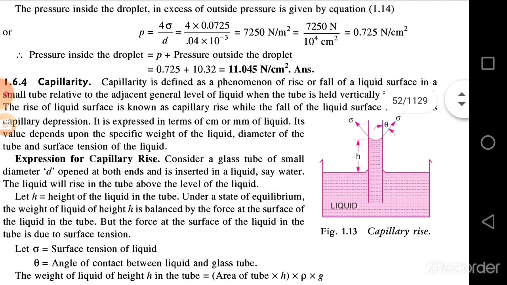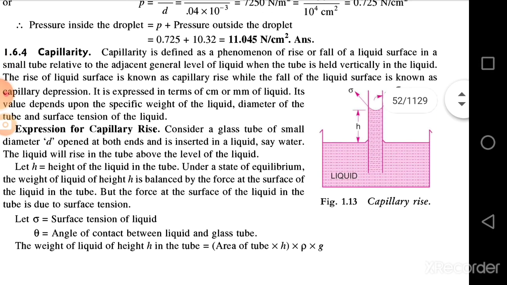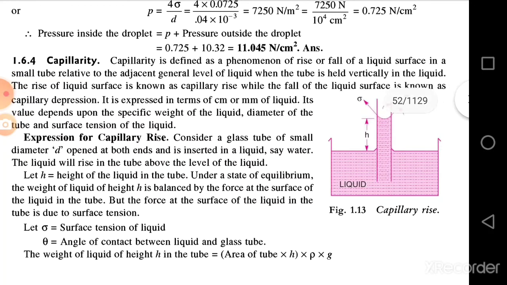Then the next property is capillarity, and therefore the capillary rise in a small tube immersed in a liquid can be found out. First we'll see what capillarity is. Capillarity is defined as a phenomenon of rise or fall of a liquid surface in a small tube relative to the adjacent general level of the liquid when the tube is held vertically in the liquid. The rise of liquid surface is known as capillary rise, while the fall of the liquid surface is known as capillary depression.